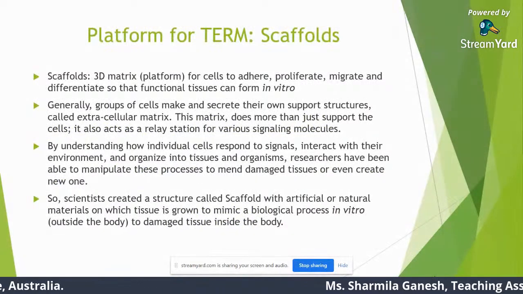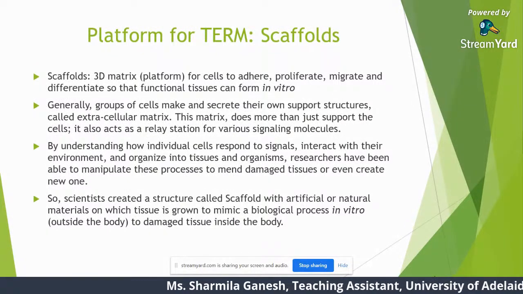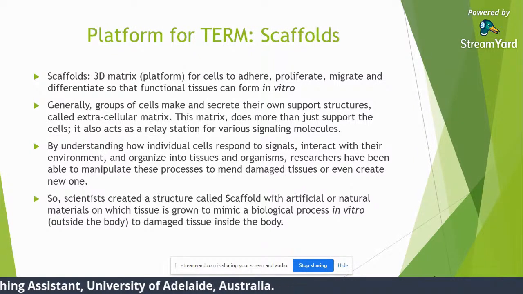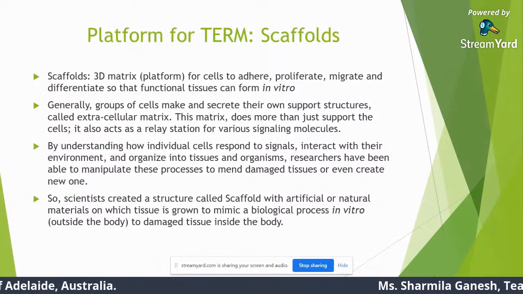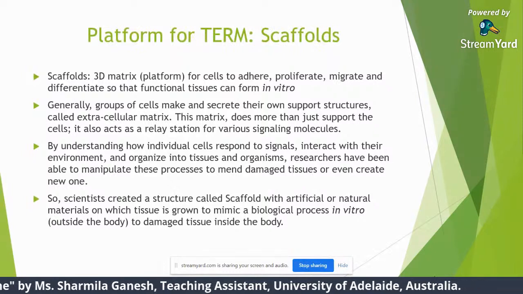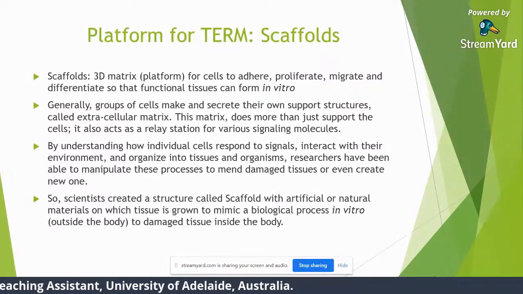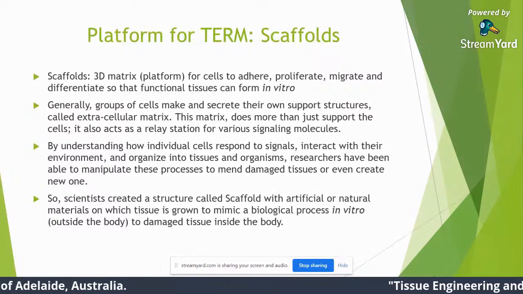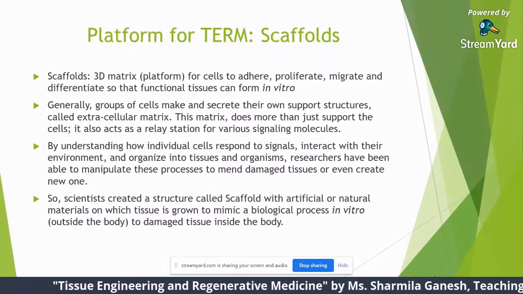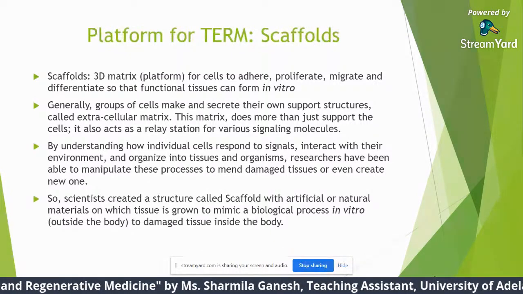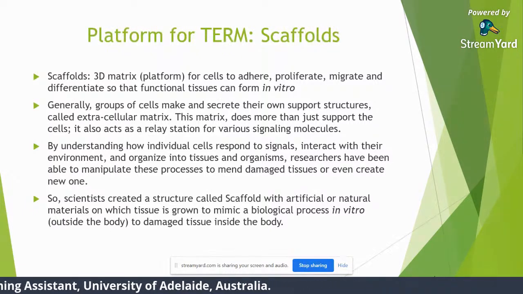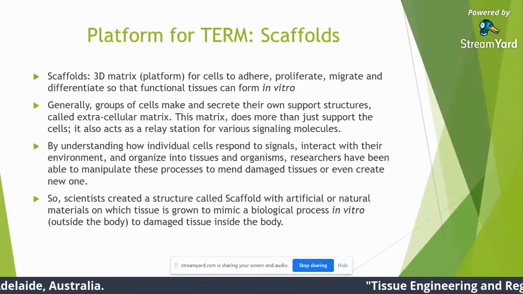So how are these cells grown in the lab? Obviously they need a platform to grow in the labs. These platforms are nothing but scaffolds. Scaffolds are like a 3D matrix for the cells to proliferate, migrate, and differentiate so that functional tissues can form in vitro. The cells grow and they support structures called extracellular matrix, and this matrix supports the cells, and it acts as a relay station for various signaling molecules.